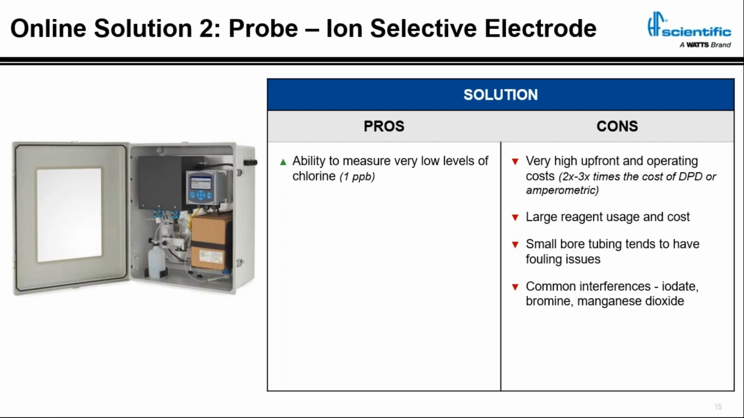The maintenance requirements and the reagent consumption are more than those of the other analyzers, but it can be set to measure on different time frames to reduce the requirements of both maintenance and of the reagent consumption. So the detriments would be the higher upfront cost and operating cost, large reagent usage. And it also has very small bore tubing, almost like a laboratory analyzer. And so in the wastewater applications, it tends to have fouling. And the common interferences are iodate, bromine, manganese dioxide, and other strong oxidants.